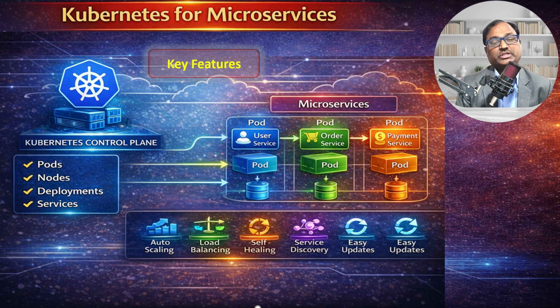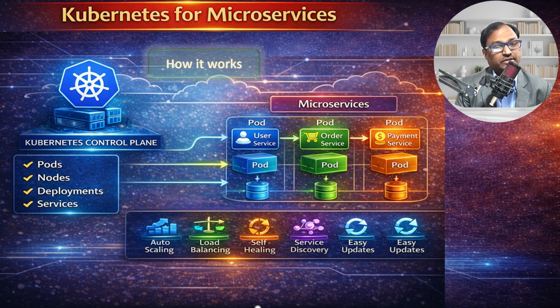Key features. Kubernetes provides powerful features like auto scaling, automatically increases or decreases pods based on traffic. Load balancing, distributes traffic across multiple pods. Self-healing, if a pod fails, Kubernetes automatically restarts it. Service discovery, services can easily find and communicate with each other. Rolling updates, deploy new versions without downtime.